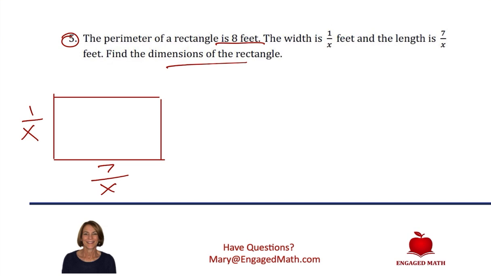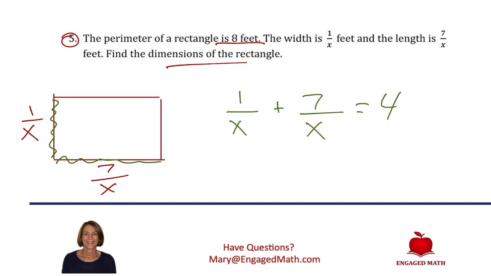So what I'm going to do is I'm going to make our equation a little bit easier. I'm going to just add up 2 of the sides. So if all 4 sides add up to 8, 2 of the sides will add up to half of 8, or 4. So now we have an equation. 1 over x plus 7 over x is equal to 4.